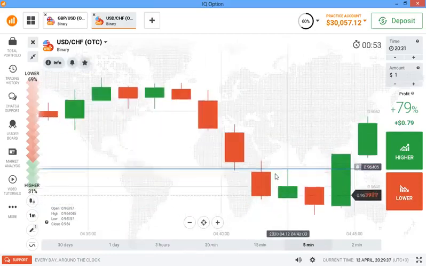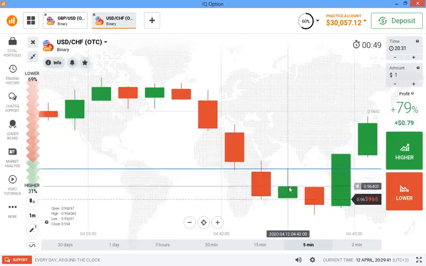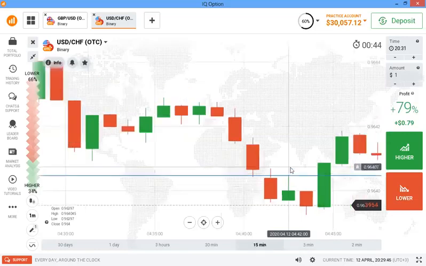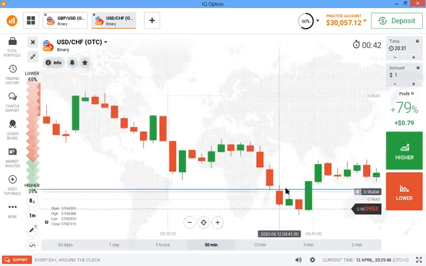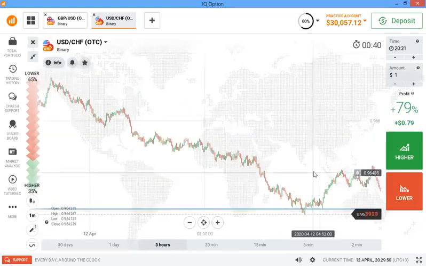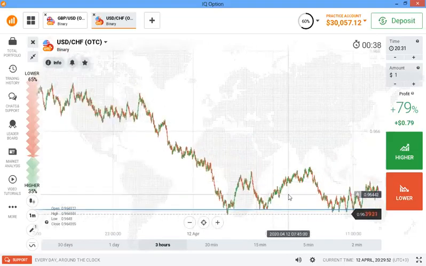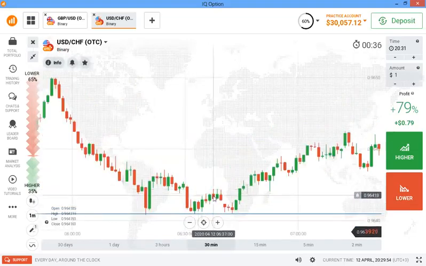Here, look at this. Buyers reach this level, sellers reject the market, then sellers enter. So the resistance was here. That is, the resistance level is here, the first one. Now we have a support level right here.